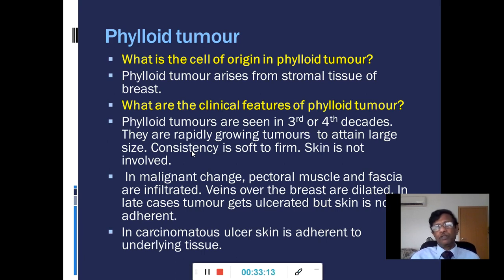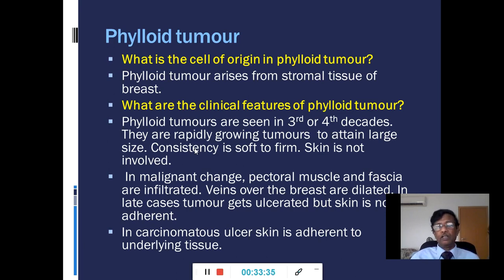What is the cell of origin of phyllodes tumor? We are taking up today the phyllodes tumor. What is the cell of origin in phyllodes tumor? Phyllodes tumor arises from the stromal tissue of the breast. Yes, it arises not from the glandular tissue. It arises from the stromal tissue of the breast. That one may have to remember. It is not from the glandular tissue, it is a stromal tissue.